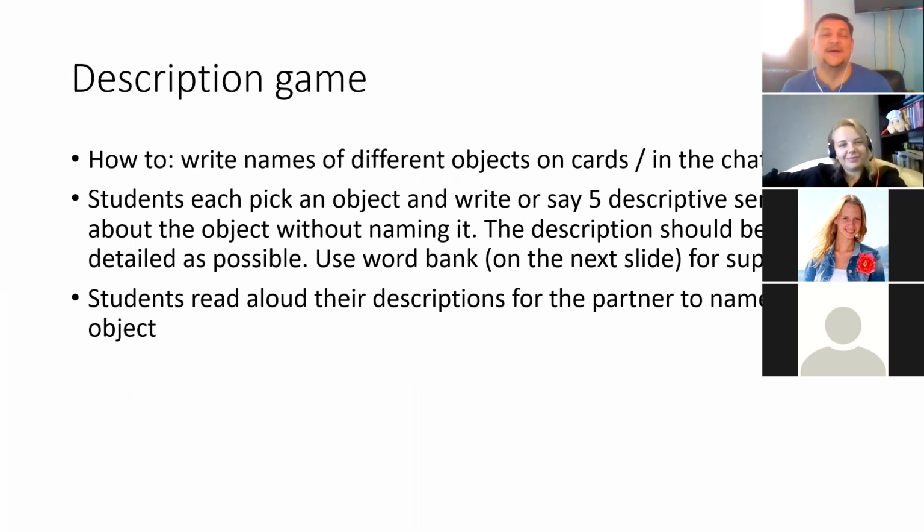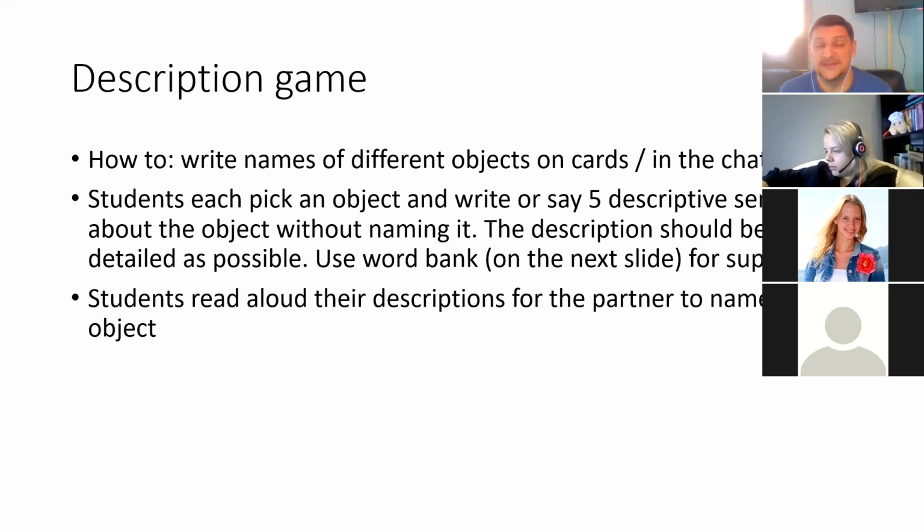And we could also use a description game. We need to write names of different objects. We can either use cards, if you have cards on the screen, or we can just write some words in the chat or a list of words on the screen. And if you're working with a group of students, they each pick an object and write or say 5 descriptive sentences about the object without naming it. And the description should be as detailed as possible. So basically here we focus on descriptive vocabulary. If this is a one-to-one class, the student picks one object and tries to describe it, but we need to use a word bank to help the student.